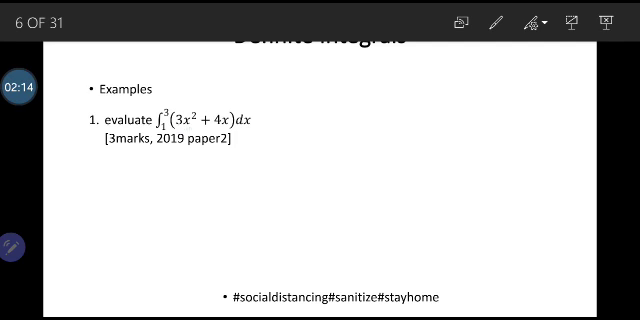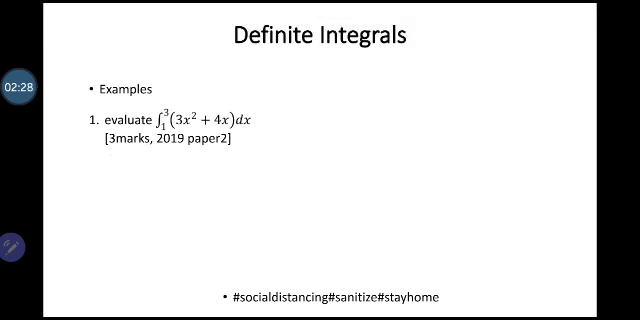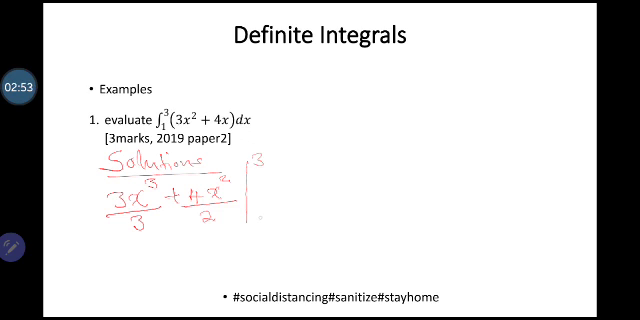So evaluate the integral of 3x squared plus 4x with respect to x, and you have considering 3 to 1 or 1 to 3. So let's get the integral. Solutions. We're going to have 3x, we add 1 to the power, it's 3. We divide everything by the new power, which is 3, plus 4x. Our power here is 1 plus 1, it's going to be 2. We divide by the new power, which is 2. That's all. Then your limits are 3 and 1.